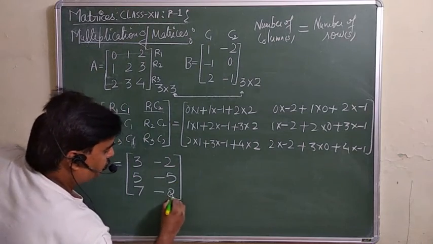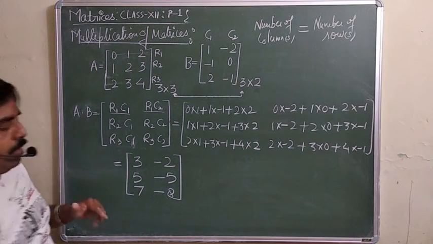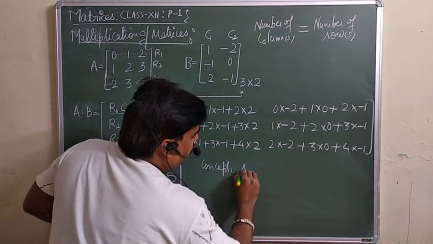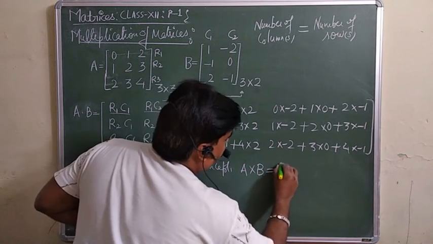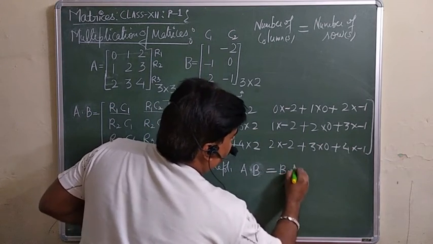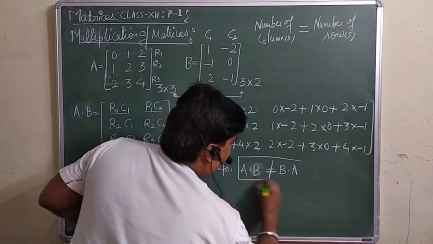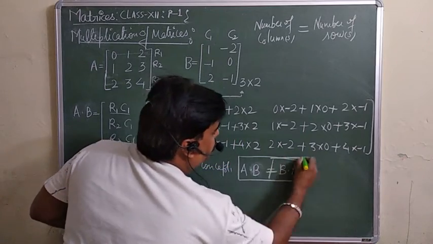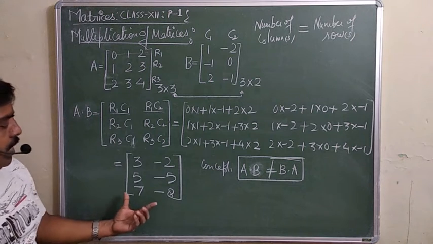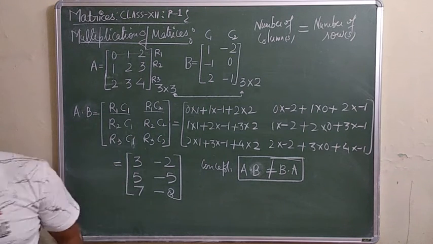So this is the product of A into B. But one thing to keep in mind is that A into B is not equal to B into A. If they are not the same matrix, then A into B cannot be equal to B into A. So this is your product. Have a look.